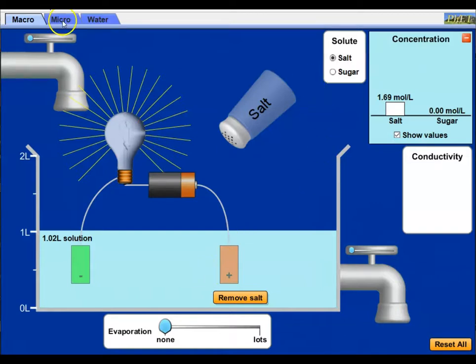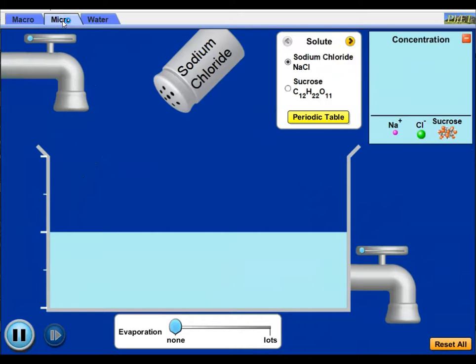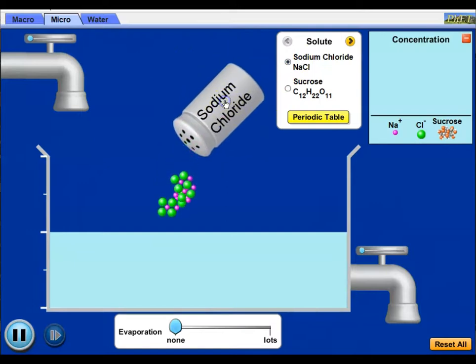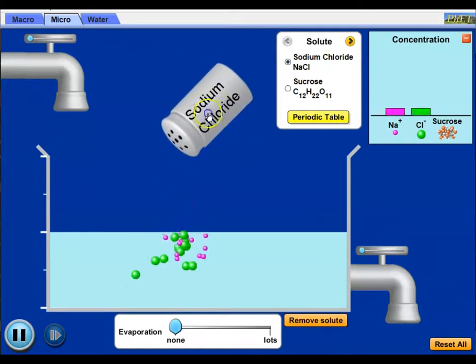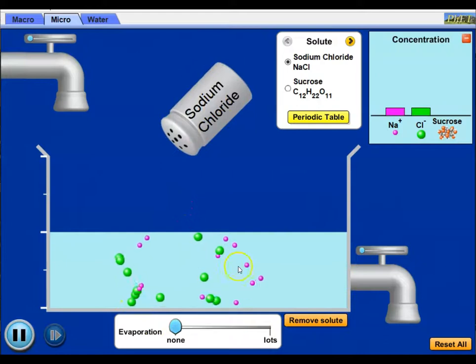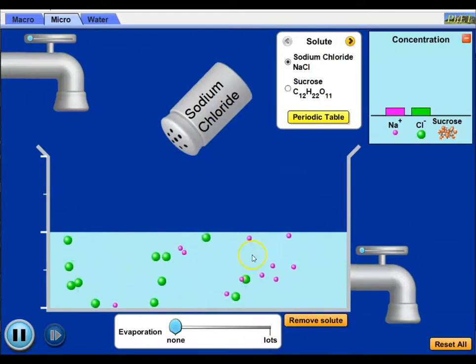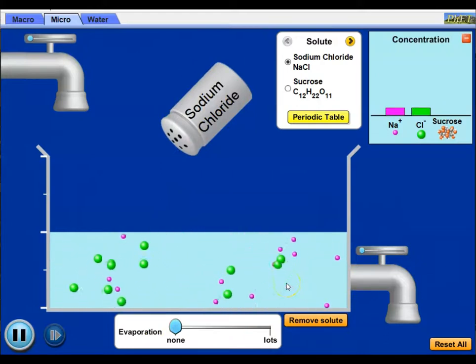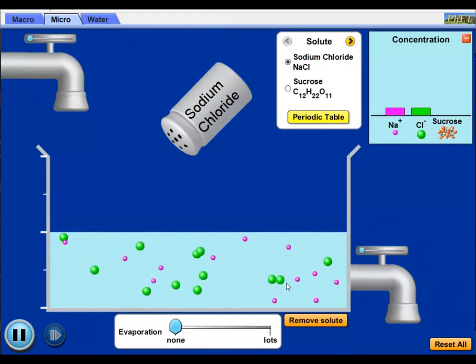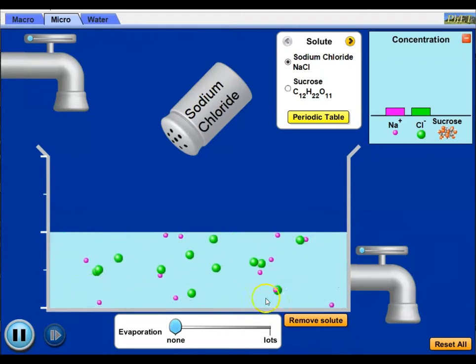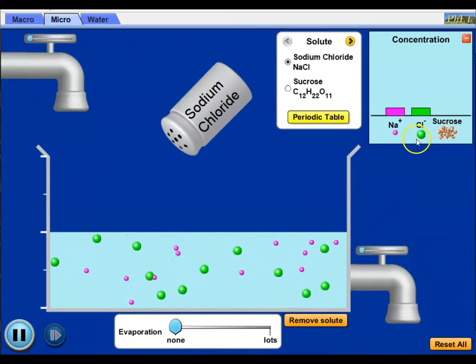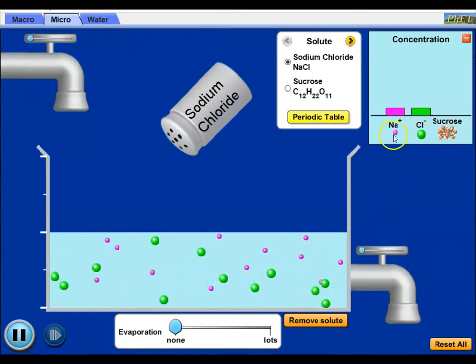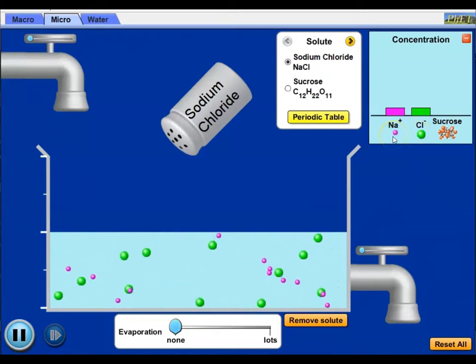Now I'd like to show you at the micro scale what's going on. This is my sodium chloride, and when I shake it into my solution, you'll notice that the Na and the Cl dissociate. They are free ions, which is why they can conduct electricity. Again, the chlorides are the green and the sodiums are the pink.